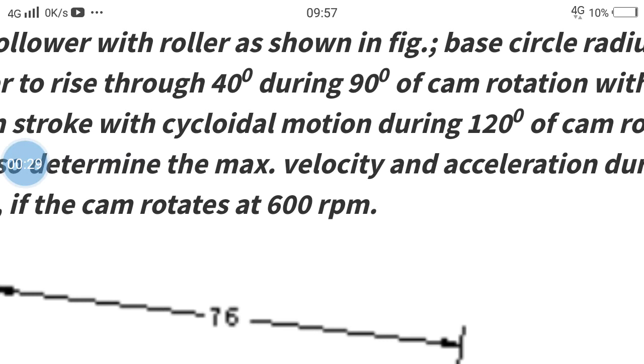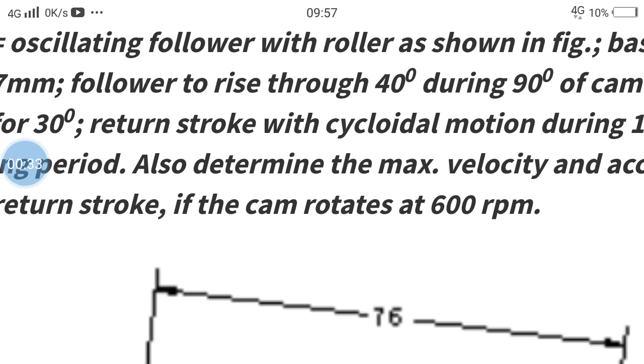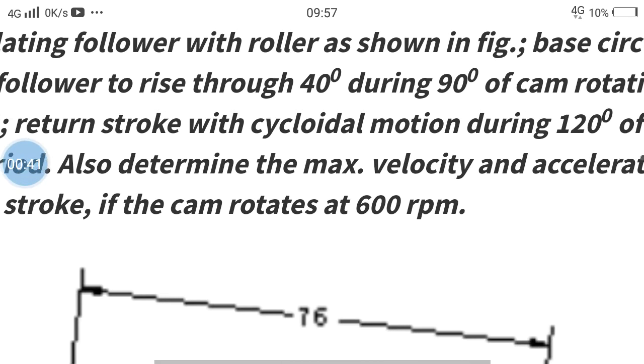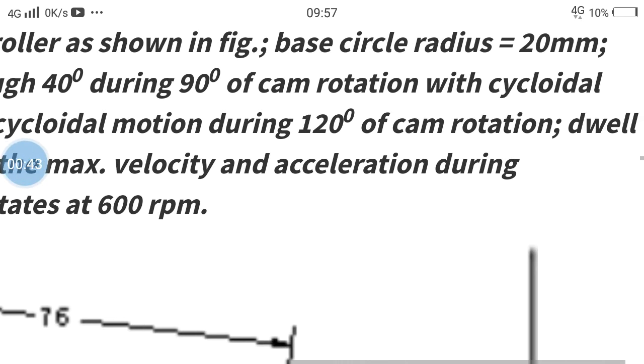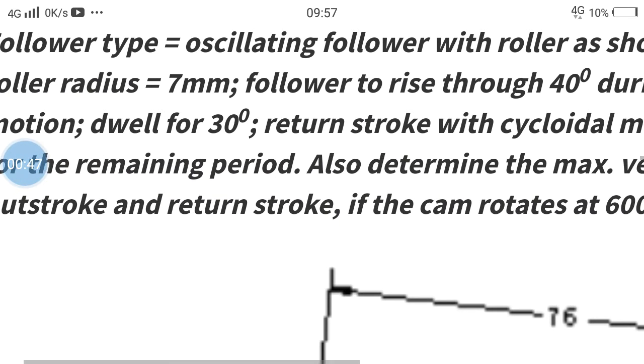Previously you did the radial follower, the radial cam follower. Here it is an oscillating follower. When the cam rotates, the follower will not move up and down, it just oscillates. Where the follower is oscillating, there the follower is reciprocating. The base circle is 20 mm and the roller radius is 7 mm, that is a roller follower.